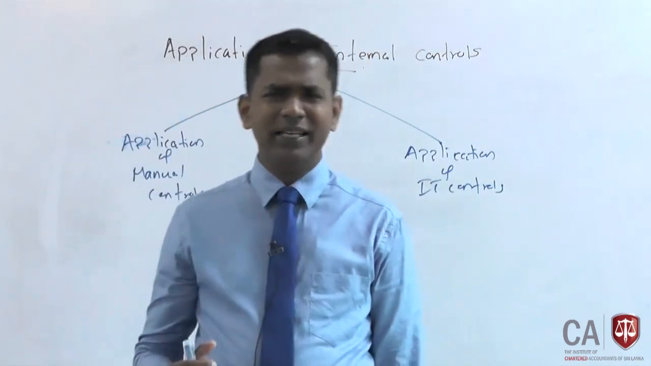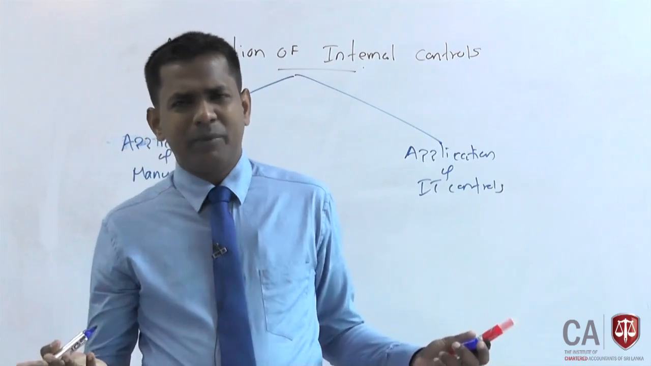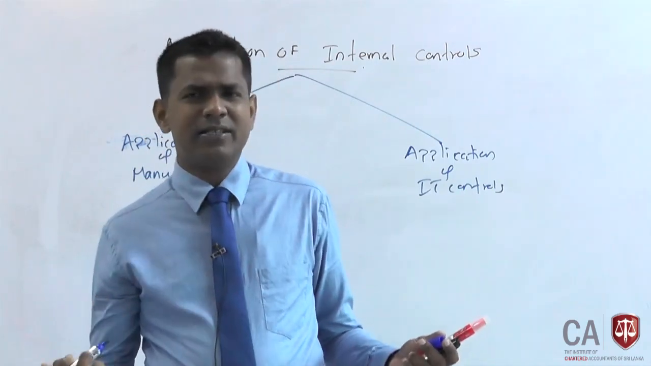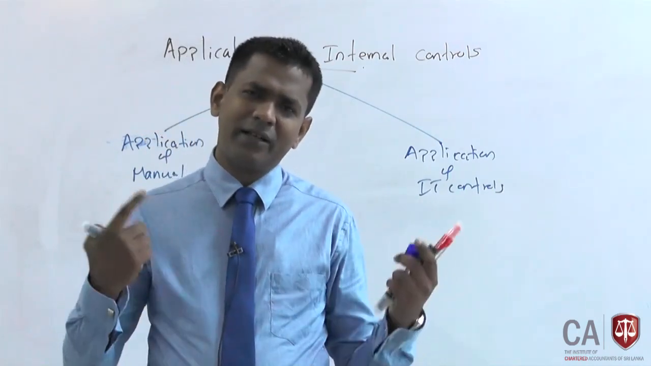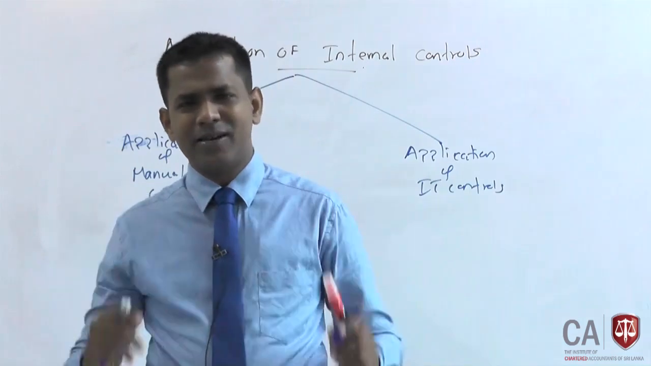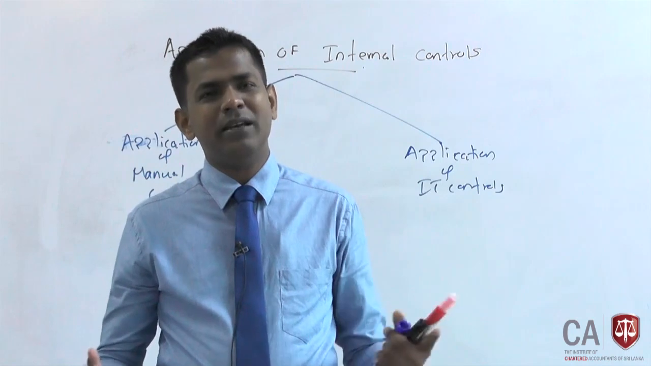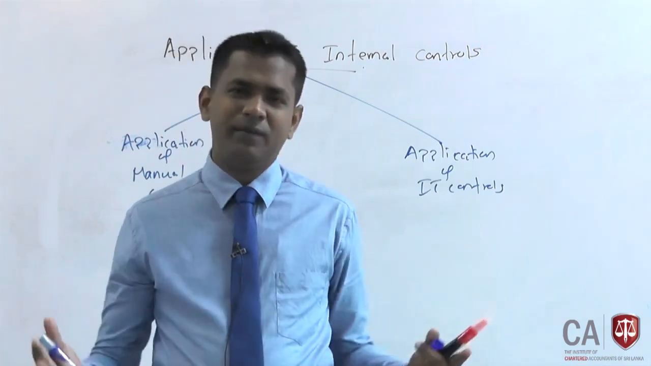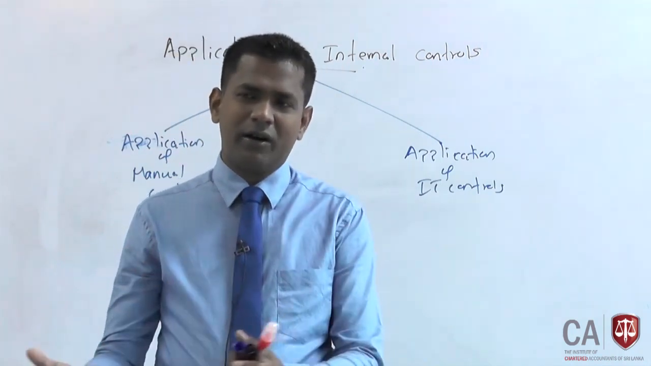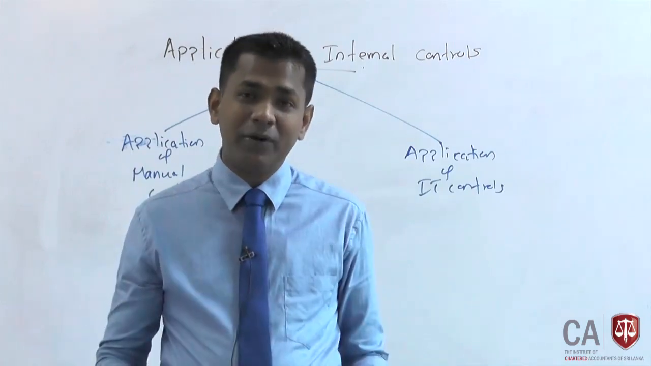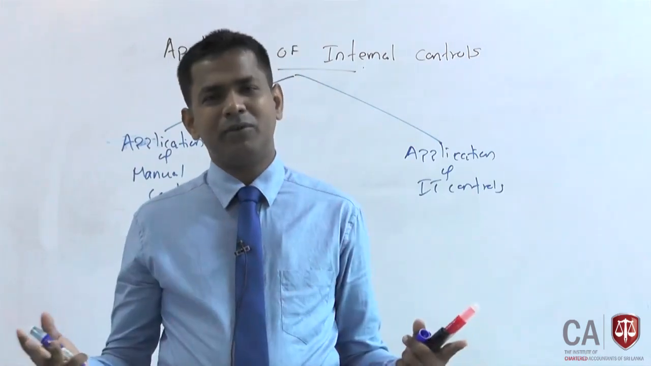You have been learning from A level the preparation of bank reconciliation, raising GRN and raising GDN, and preparing the purchase order and authorizing and sending it to the customers or suppliers. All these controls you have been learning from your A level in a different subject, maybe accounting or management accounting.